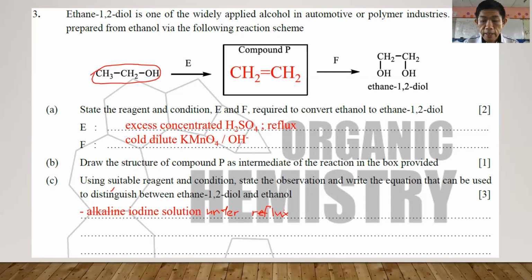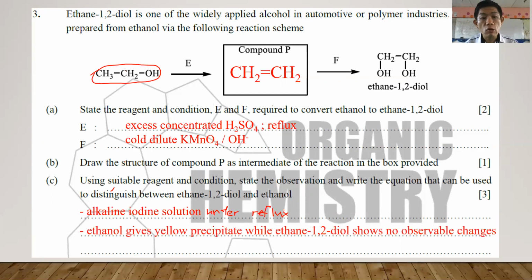Okay, then in here, ethane 1,2-ethanol will give yellow precipitate, while ethane 1,2-diol shows no observable changes. Now, this is the key that you have to be extra careful about. You must say no observable changes or no visible changes. You cannot use the term "no observations". Okay, no observations means you can't see a thing.